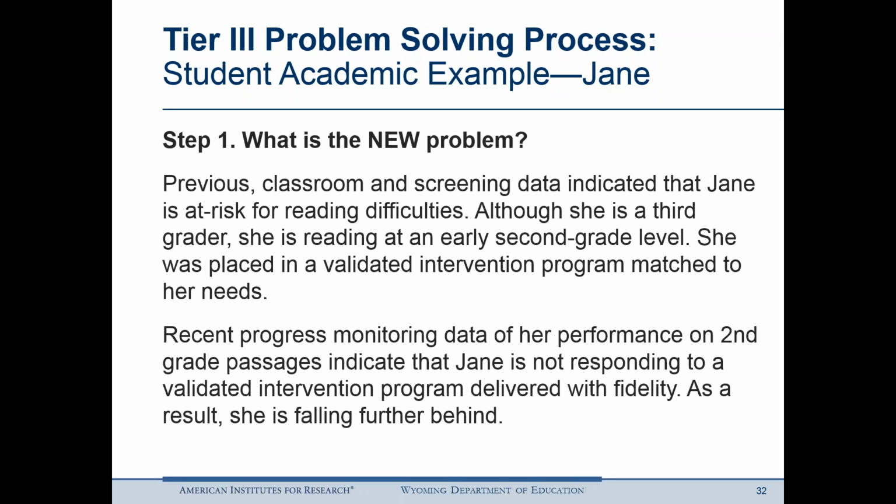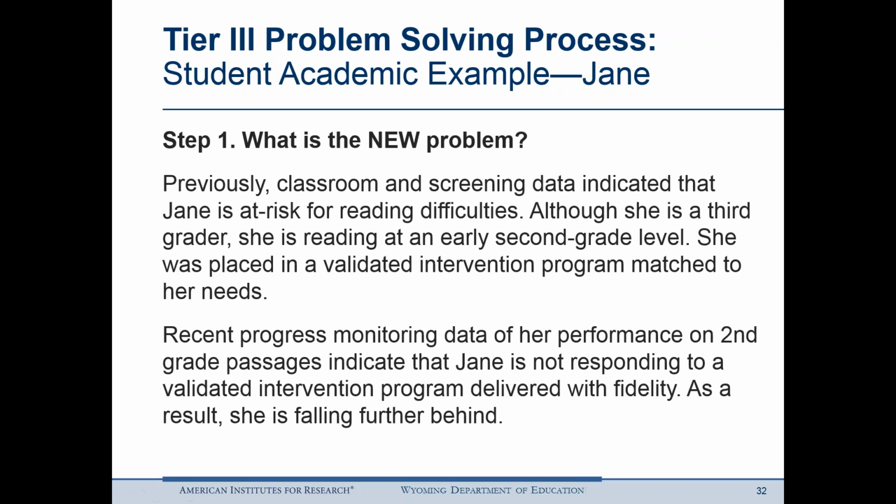Previously, her classroom and screening data indicate that Jane is at risk for reading difficulties. Although she was in 3rd grade, remember she was reading at an early 2nd grade level. She was placed in a Tier 2 intervention that matched her needs. However, she did not respond as expected. Recent progress monitoring data for performance on 2nd grade passages indicate that Jane is not responding to the validated intervention when it's delivered with fidelity. As a result, she is falling further behind.